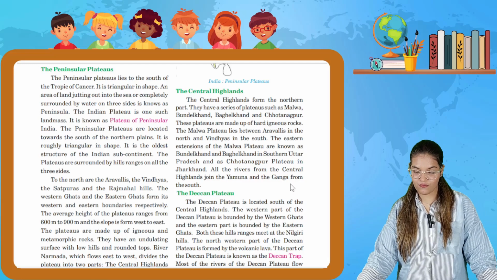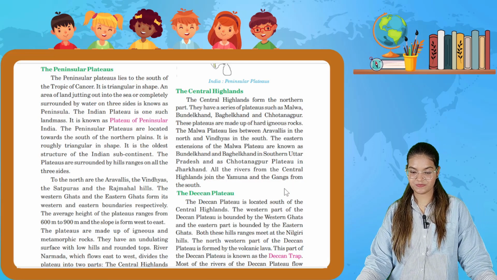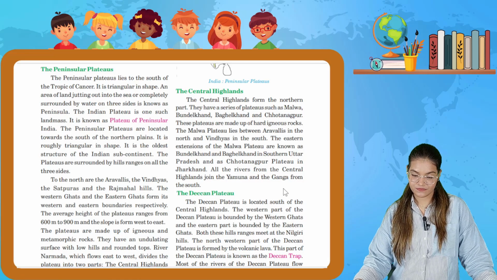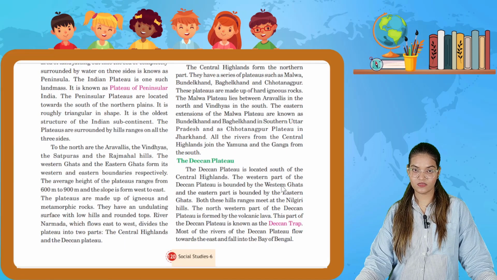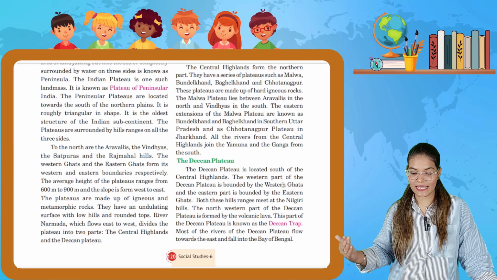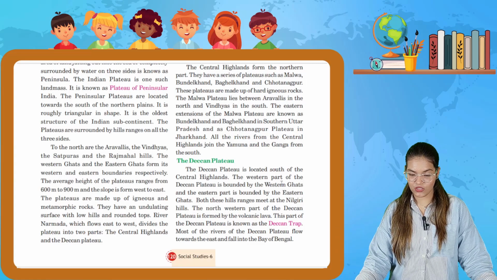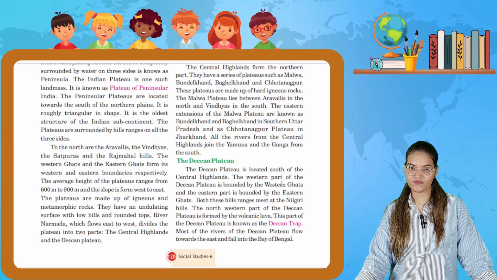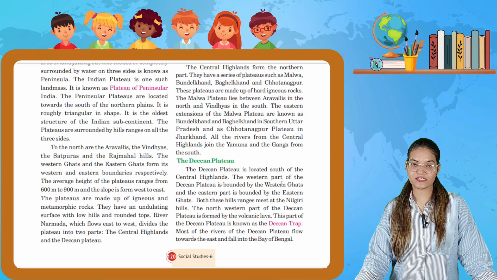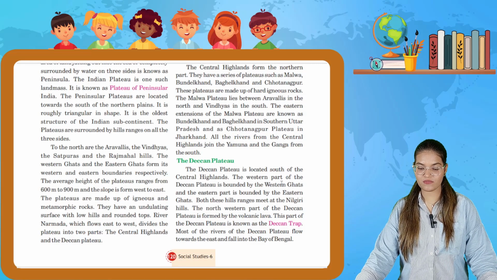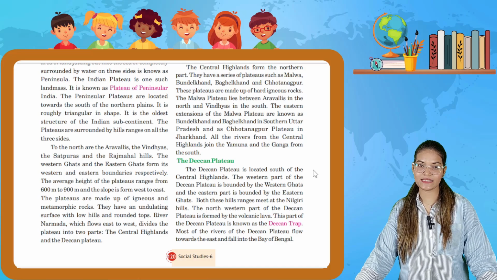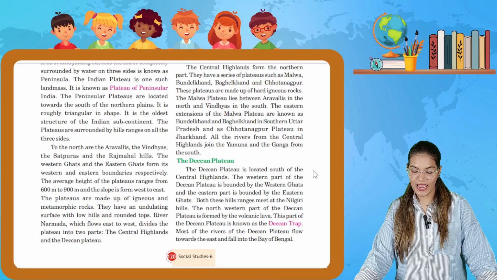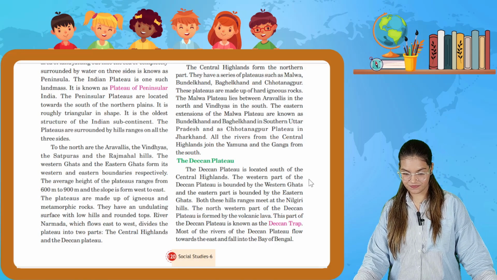All these rivers from the Central Highlands join the Yamuna and the Ganga from the south. Now we will talk about the Deccan Plateau. The Deccan Plateau is located south of the Central Highlands. The western part of the Deccan Plateau is bounded by the Western Ghats and the eastern part is bounded by the Eastern Ghats.